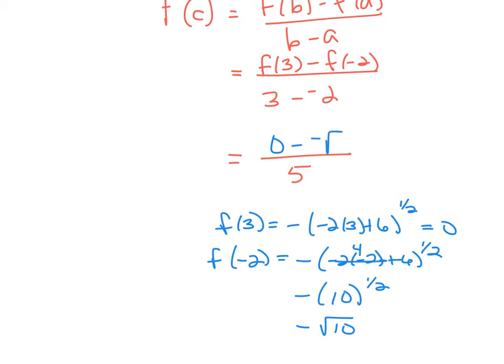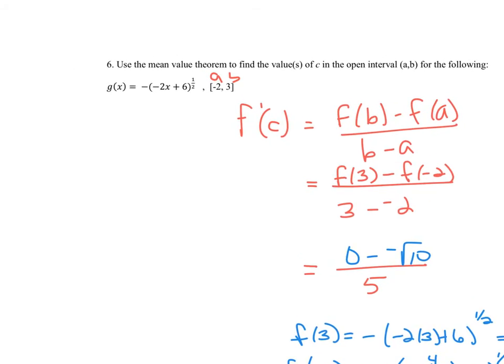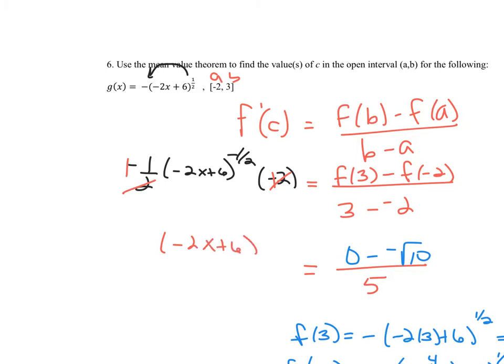So negative radical 10. So now I'm going to go ahead and take the derivative of my original function. And this derivative is a little tricky, but you're going to use the chain rule: bring down the 1/2, negative 2x plus 6, keep the inside, subtract 1, so you get negative 1/2 as your exponent. And then take the derivative of the inside, which is negative 2. Now what you're going to do is reduce. So the 2's would cancel. A negative and a negative make a positive, so those go away. And I'm left with negative 2x plus 6 to the negative 1/2.